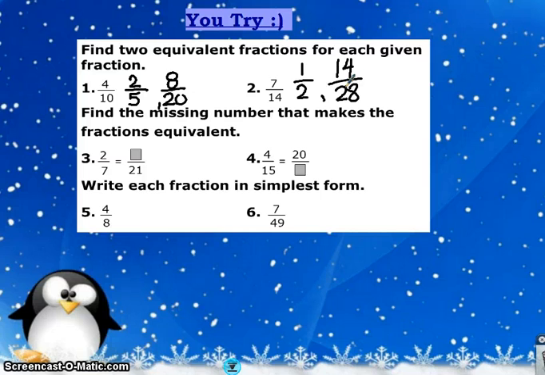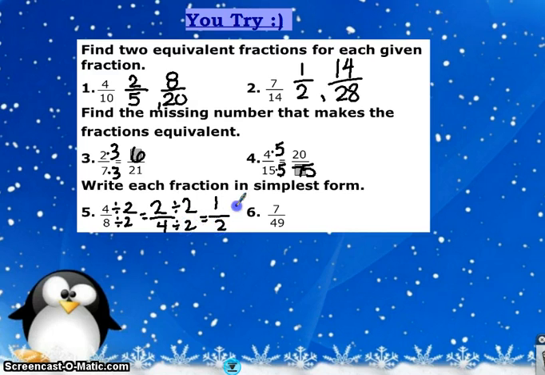To find the missing number, I'm going to look over here, and 7 times 3 is 21, so 2 times 3 is 6. Number 4, 4 times 5 is 20, 15 times 5 is 75. And for simplest form, we have to divide either by 2, or you could have gone ahead and divided by 4 right away. But I'm just going to keep dividing by 2 because that's easy. Okay, divide by 7, and we get 1/7. And we are done. Hope you got them all right.